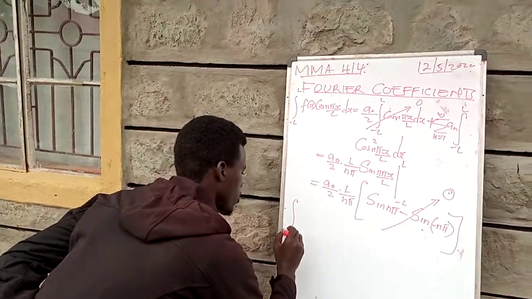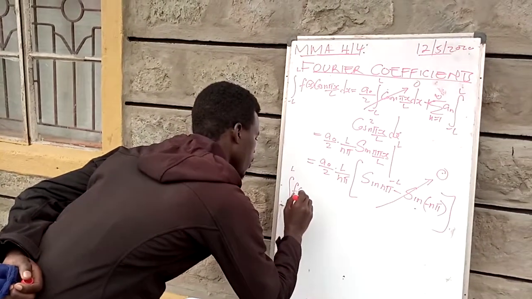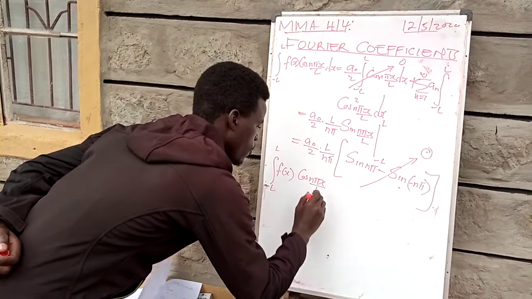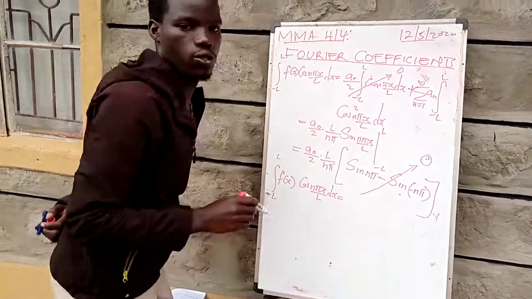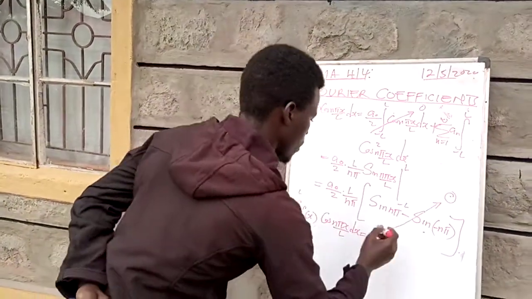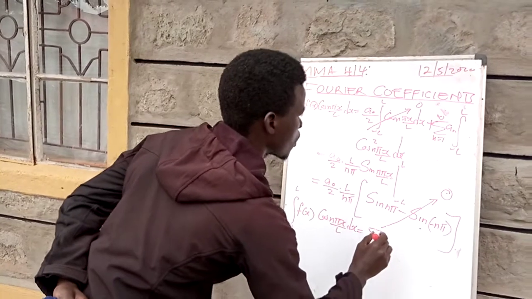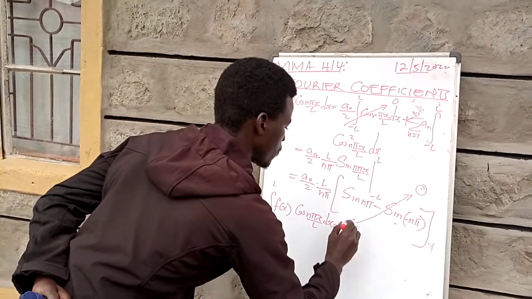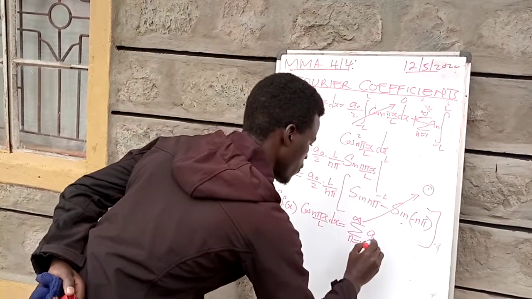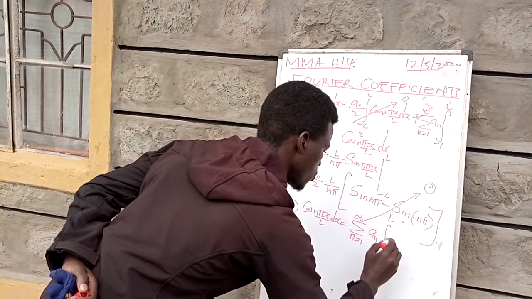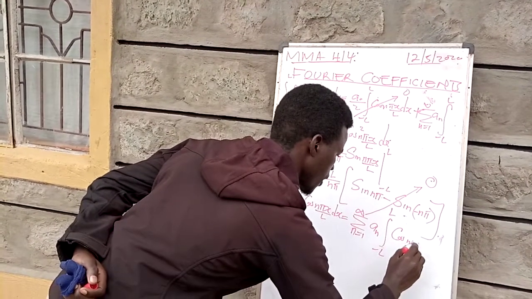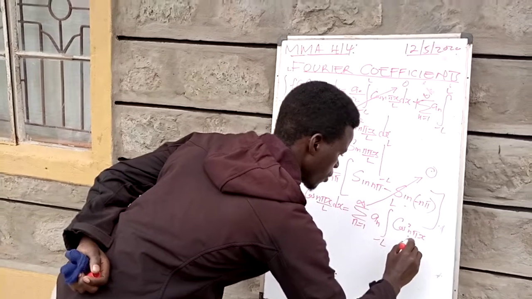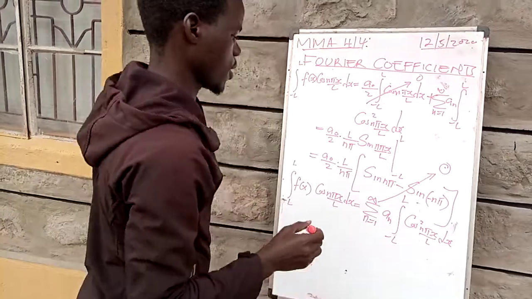And this is what we have: the integral from negative L to L of f of x cos n pi x over L dx equals the summation as n equals 1 to infinity of an times the integral from negative L to L of cos squared of n pi x over L dx.